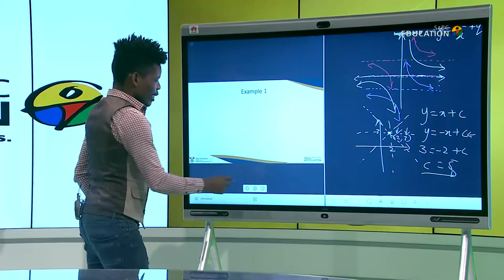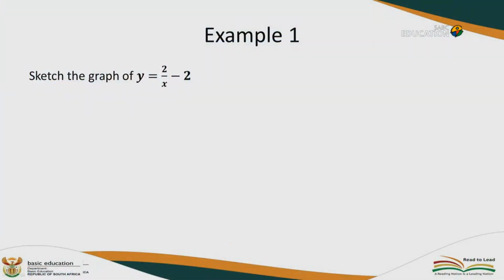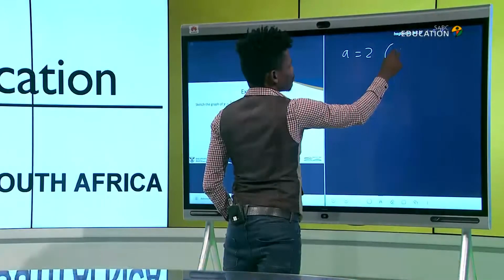So now let us look at an example where we are required to sketch the graph of y equal 2 over x minus 2. All right, so now let us analyze this question. So our A equal 2, so what does that mean in terms of our shape?